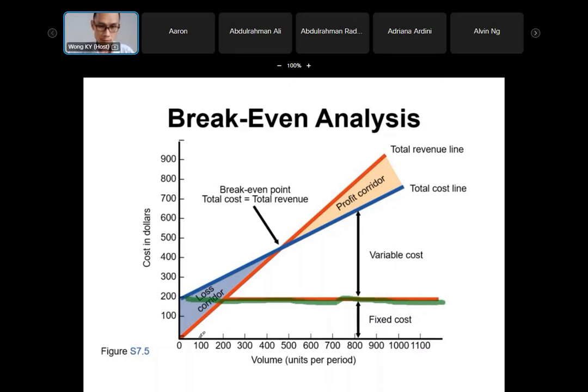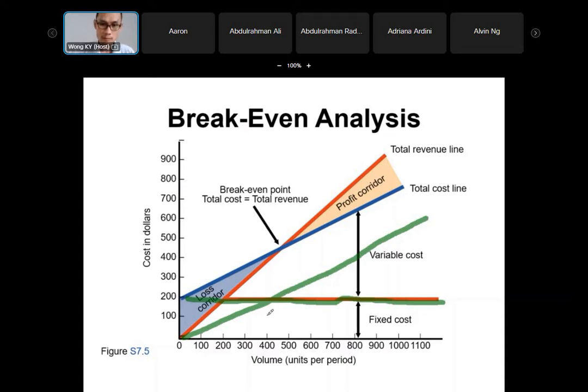And variable cost will look something like this. Variable cost will be a straight line starting from the origin, and then it will go up. Of course, if you don't make any products, there is no variable cost involved. As the number of products increases, the variable cost will increase. So you will also have a straight line for variable cost.